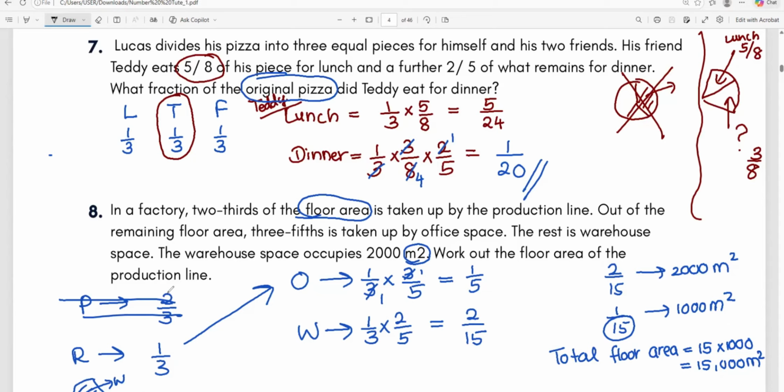From this, 2/3 is production line. Area of the production line: two-thirds of this, I'll write it in small here, 2/3 times 15,000. Use the calculator and find, or you can simplify it. 3 and 15 both are divisible by 3. Is it 10,000 square meters?